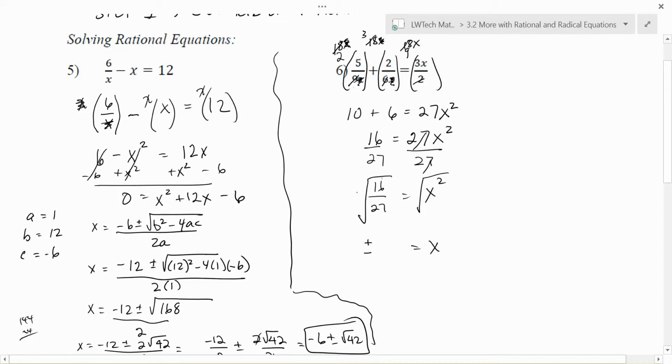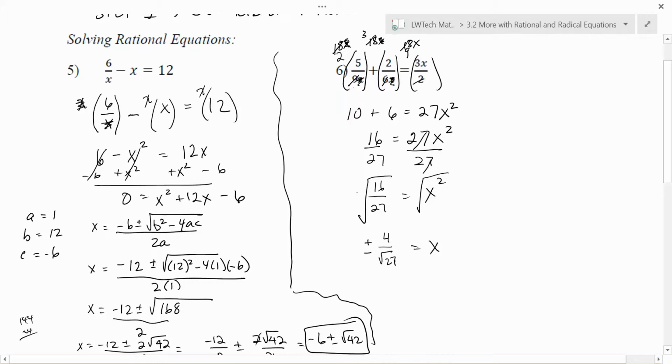Now what I have to do is figure out what the square root of 16/27 is. Well, we can take the square root of the top and the bottom. On the top, the square root of 16 is 4. It's a nice perfect square. And on the bottom, I have the square root of 27. Now, we have two answers, but I do have two problems with this solution.